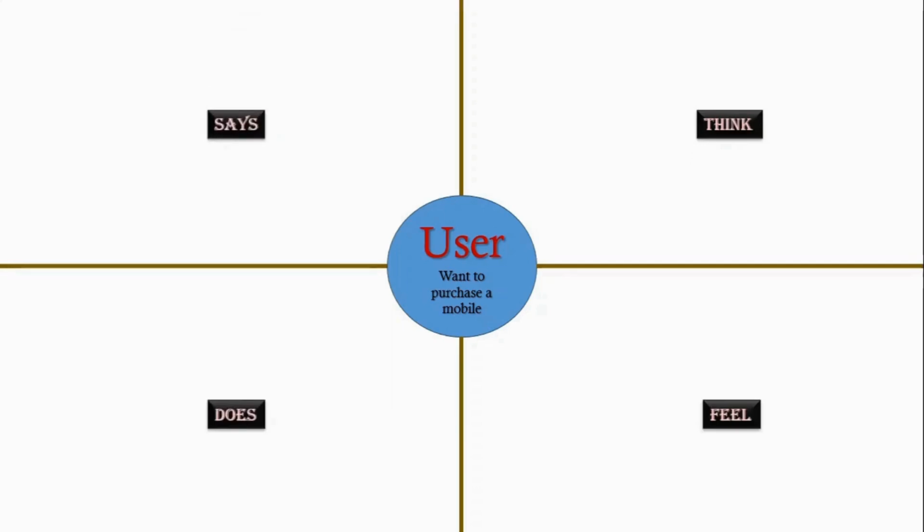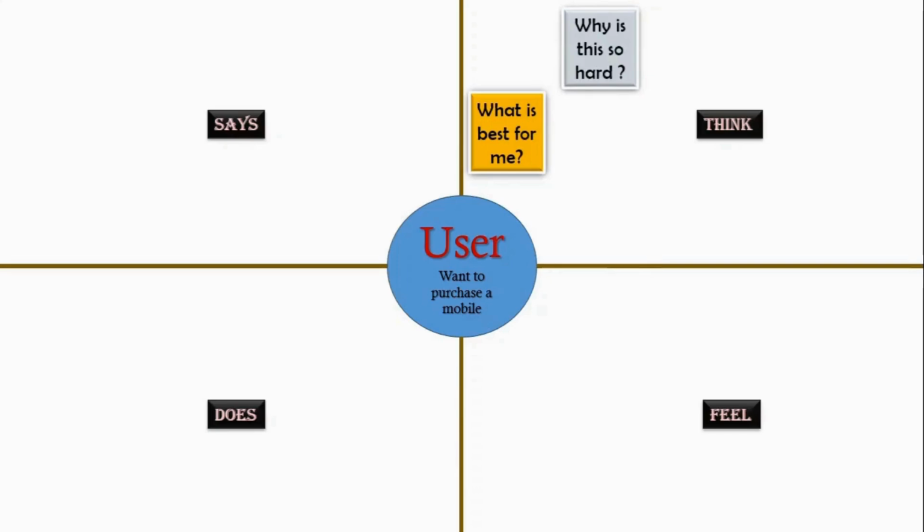Based upon the input from the user, you are going to put different sticky notes in different sections. Now we will start with the think quadrant. What will a user think when he or she wants to purchase a mobile? The user may ask this type of question: what is best for me? Why is it so hard to select a particular mobile?